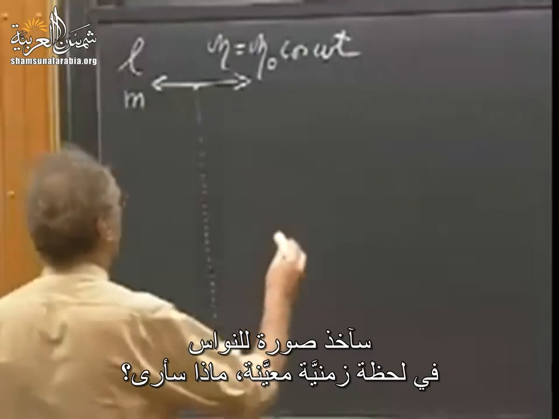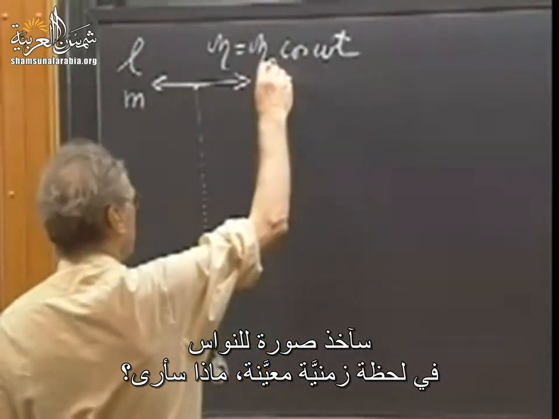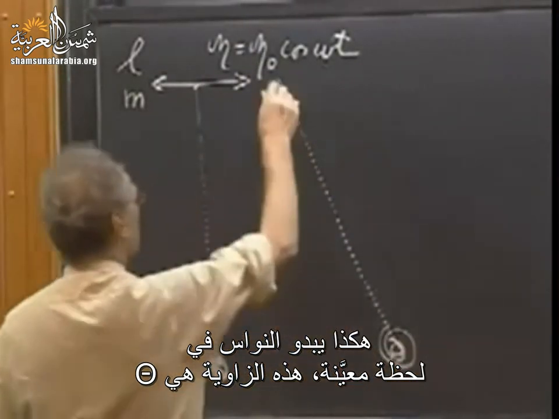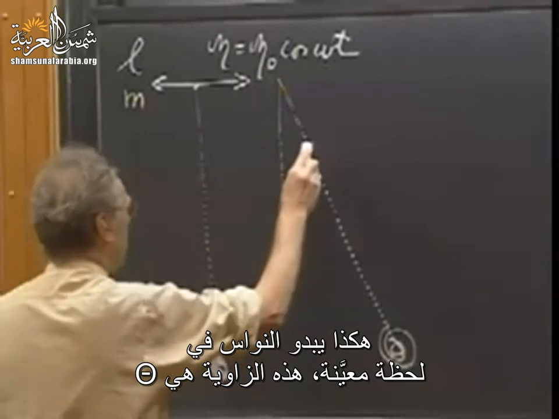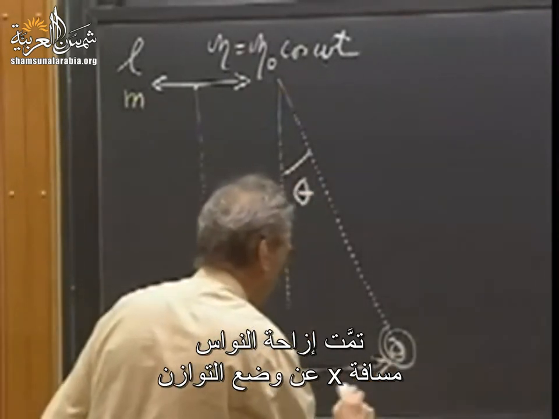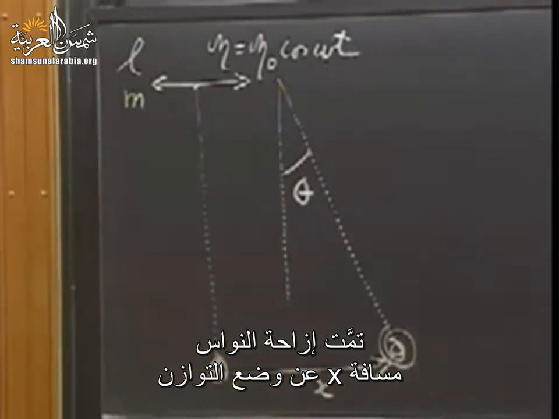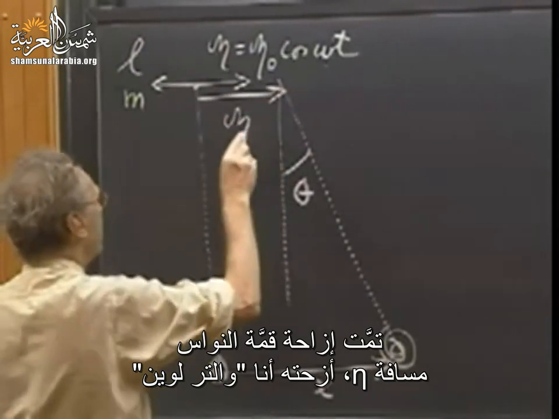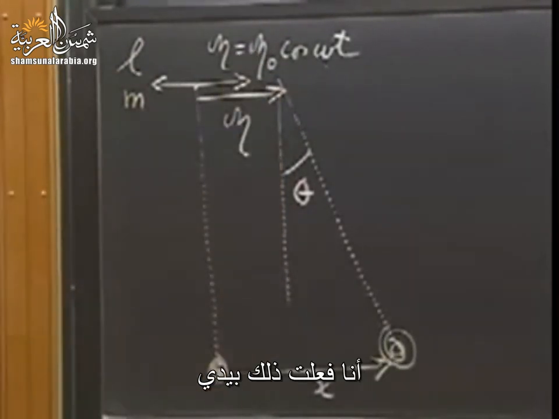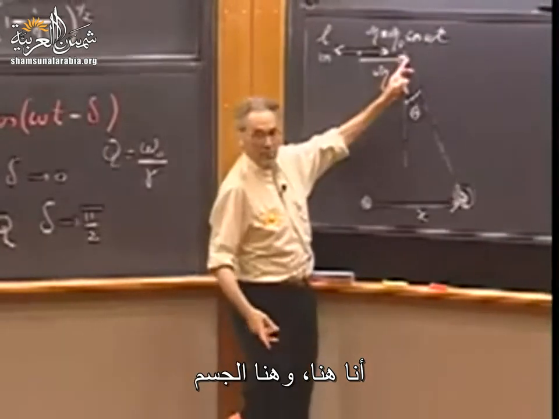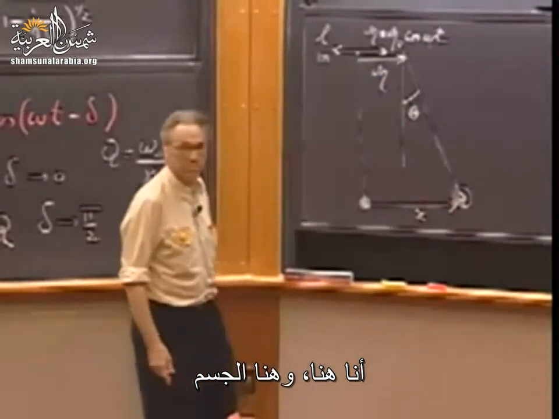Well, I take a picture at one moment in time, and what do I see? I see that this is what the pendulum looks like. This angle is theta. The pendulum is displaced over a distance x from equilibrium, and the top is displaced over a distance eta. This is Walter Lewin. I am doing that. I am there with my hand. I can't help it. This is where I am. And this is where the object is.